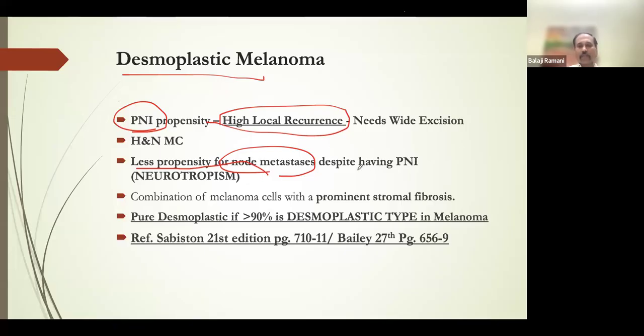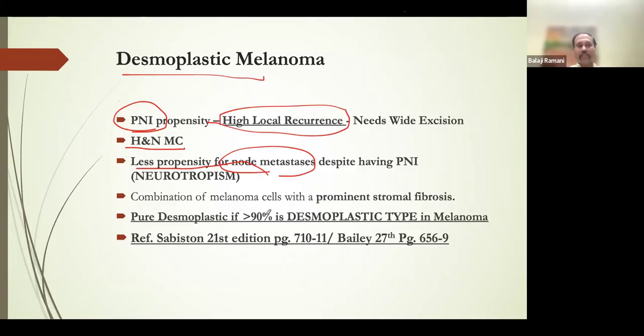Despite having PNI, there is less chance of nodal metastasis, and it is commonly present in the head and neck areas. Now, because of this less nodal metastasis, there are authorities who say that you can avoid even an SLNB, but currently most authorities have not clarified that. So in your treatment, what will you do? You will do a wide excision and a sentinel lymph node biopsy. You will have to address the nodes even in a desmoplastic melanoma.